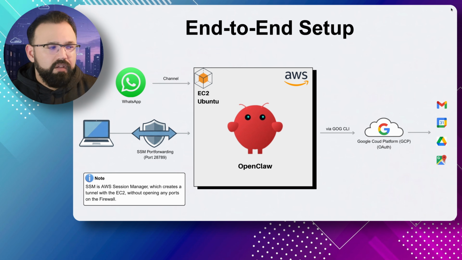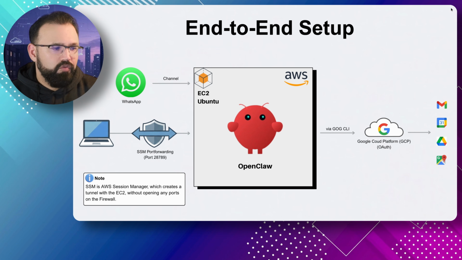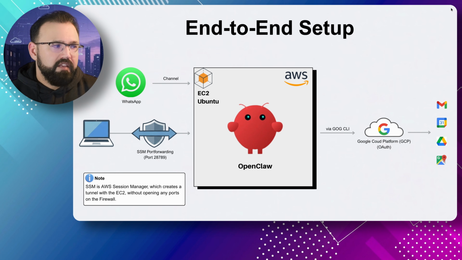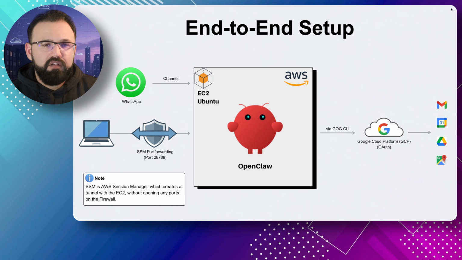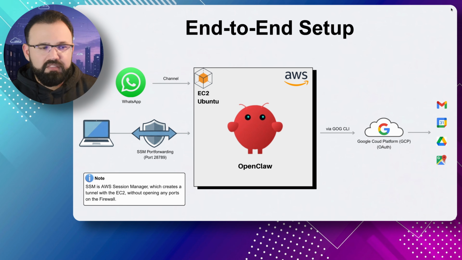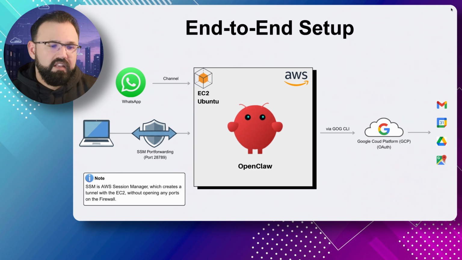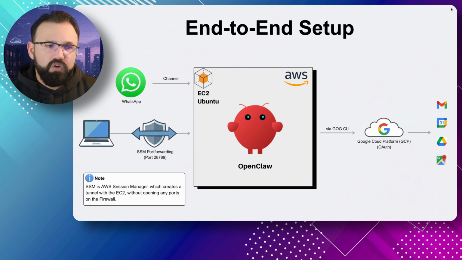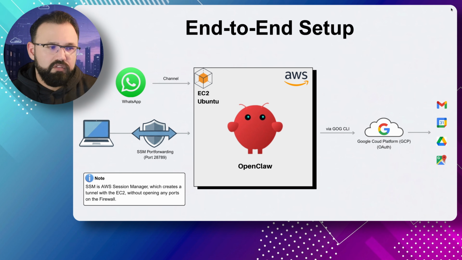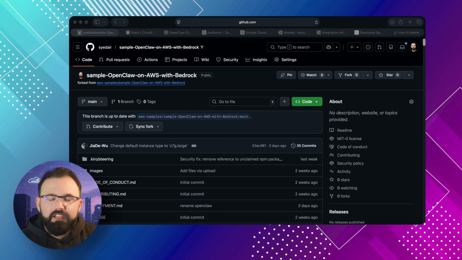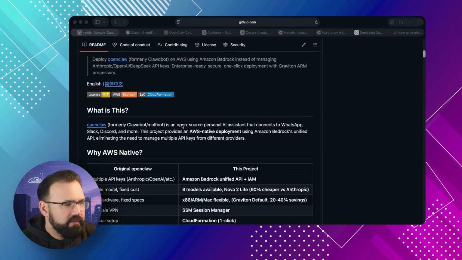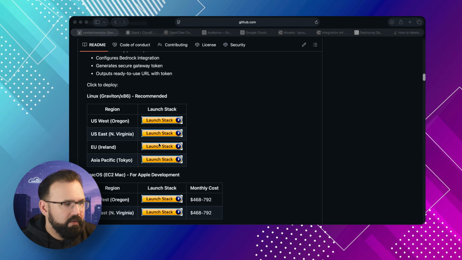Now, the end-to-end is: if you want to connect to it, you'll use the encrypted tunnel. At the same time, if you want to run any commands or interact with it, you'll use WhatsApp. Behind the scenes, the GOG CLI is connected to GCP or Google Workspace, including Gmail, Calendar, and all these Google services. All right, so this is my GitHub repository that you can see, where there is a single-click deployment that you can start with.